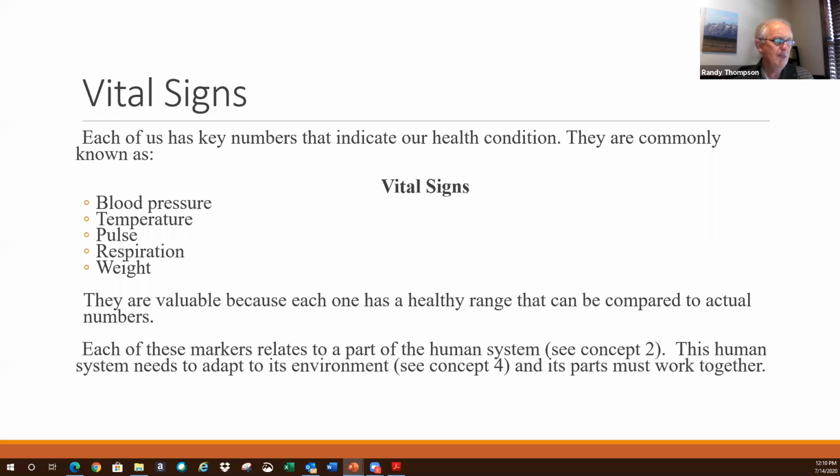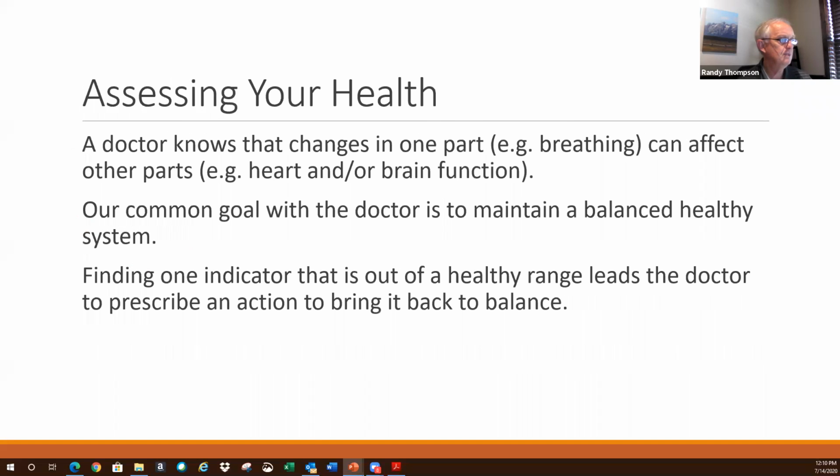So they're very important to the human system because they tell us: is our blood pumping at the right pressure? Does our temperature show that we're in a healthy range? And we all use those. We're used to those, and we monitor those on a regular basis.